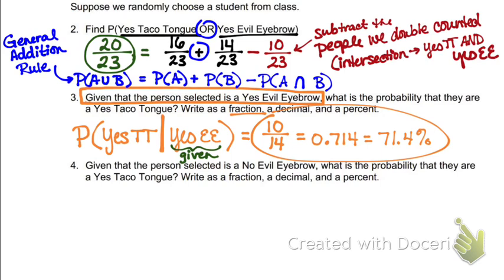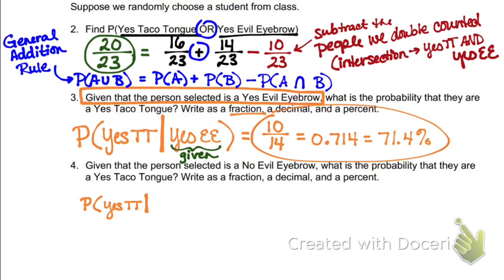For number 4, given that the person selected is a no evil eyebrow, what is the probability that they are a yes taco tongue? I want to write this notation out first. What is the thing that we want to know the probability of? Not what they gave us, but the thing I want to know the probability of. Yes, taco tongue. Given that, the condition, the thing that they've told me, now that I know it, is no longer a probability, it's a certainty because I know this.